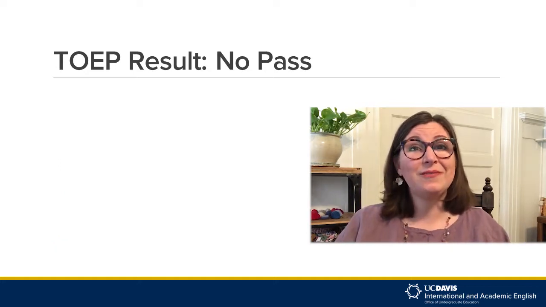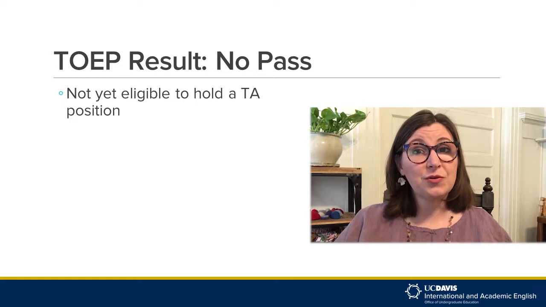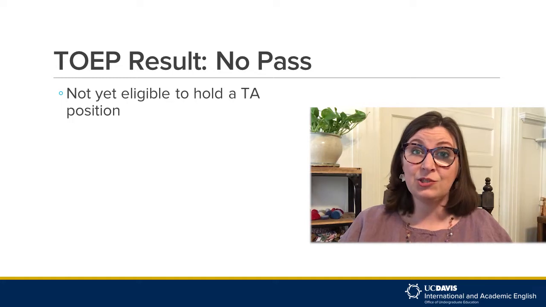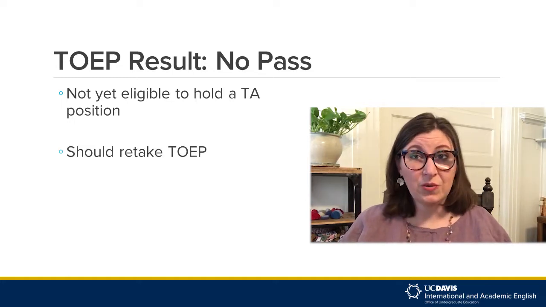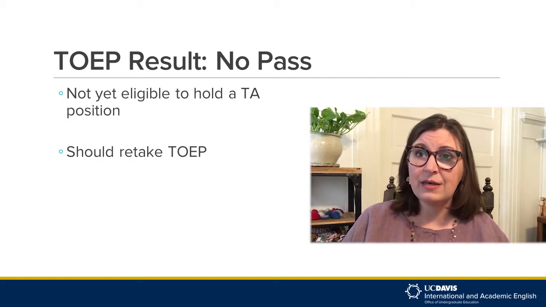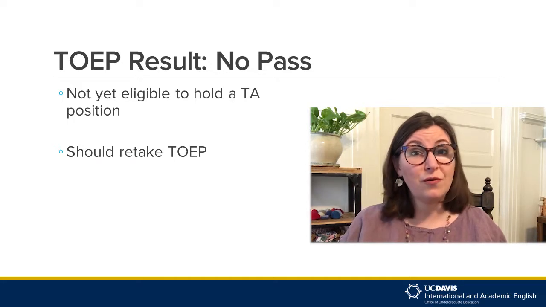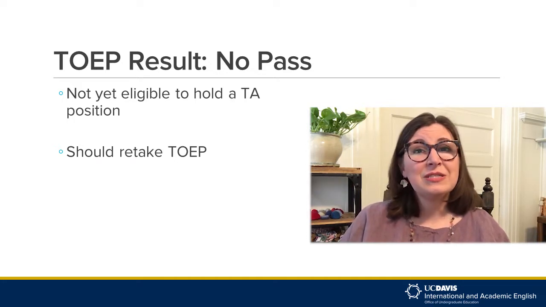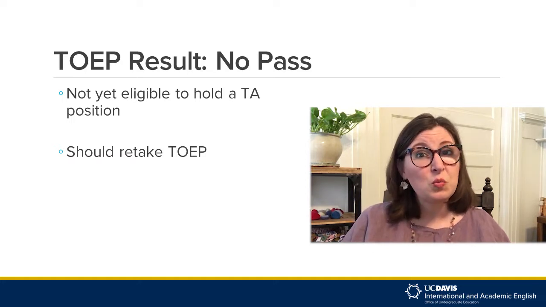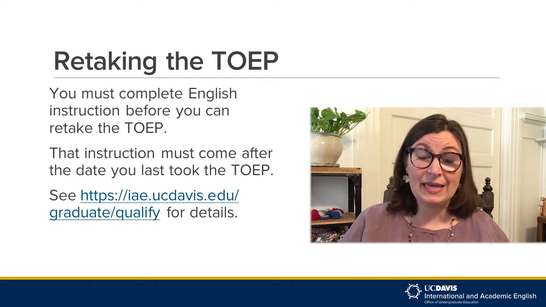The third possible result of the TOEP is a no pass or fail. Students who receive a failing score still need to improve their oral English skills in 1 or more areas and are not eligible to hold a TA position yet. If you don't pass the TOEP though, I hope you won't be discouraged. A TA needs to have a strong command of complex and subtle communication skills. You've already shown strong English skills with the fact that you're pursuing a graduate degree in a foreign language. That's really impressive. You just need to continue refining your skills a little more before you start your work as a TA. Okay, so now let's talk about retaking the TOEP.